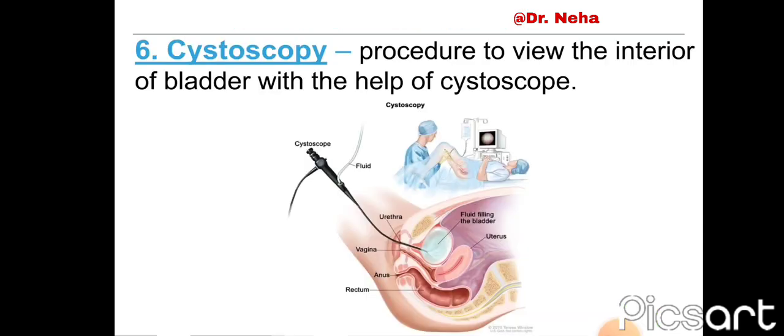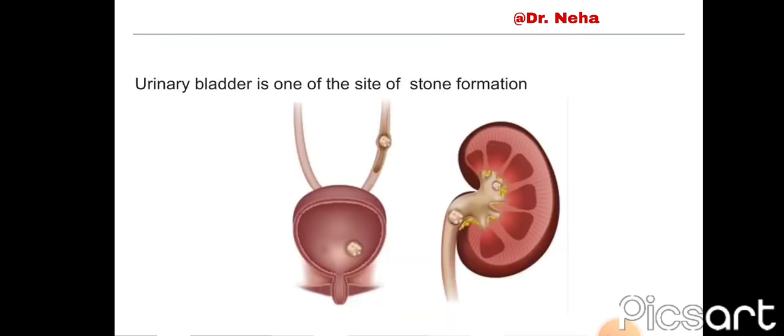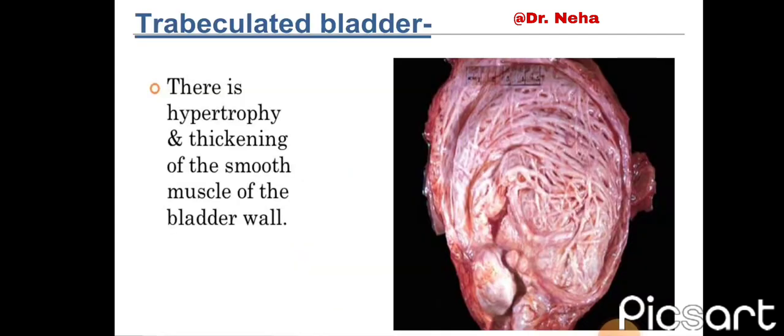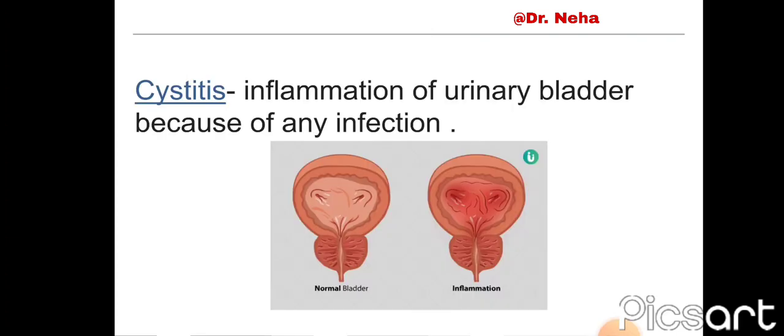Then we have cystoscopy. It is a procedure to view the interior of the bladder with the help of a cystoscope. Here we can see the formation of a stone in the urinary bladder. Then the trabeculated bladder, it is a hypertrophy or thickening of the smooth muscle of the bladder wall. Then cystitis, it is the inflammation of the urinary bladder which is caused by any infection.